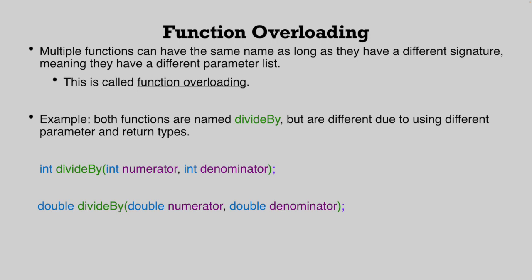Both of these functions are divide by, but one uses integers for its return type and its parameters, formal parameters, and the other uses double for its return type and formal parameters. So whenever you're calling it, whichever one it matches up to, like if you passed in two integers, you'll use the top one, but if you passed in two doubles, you'd use the bottom one.